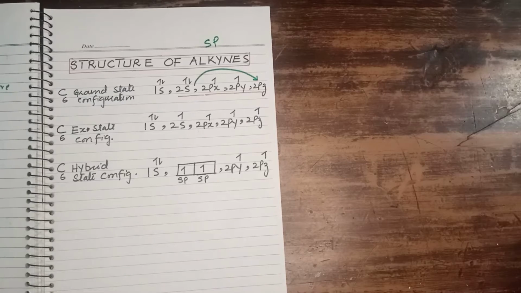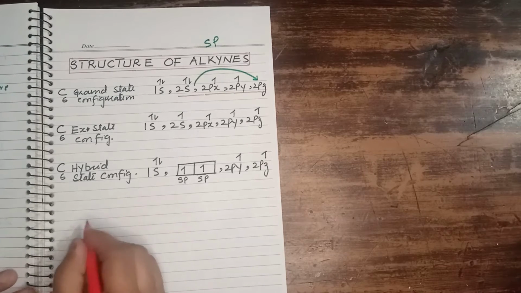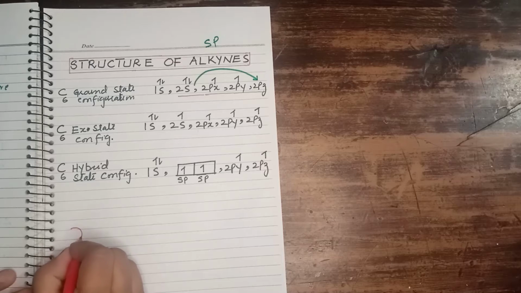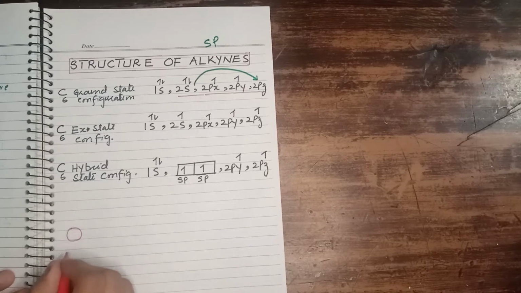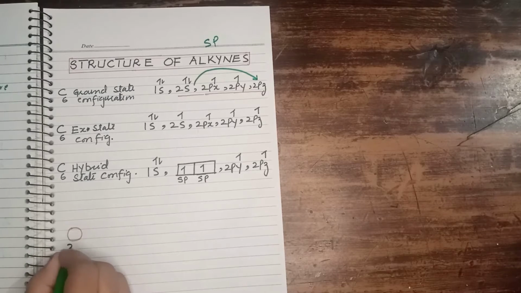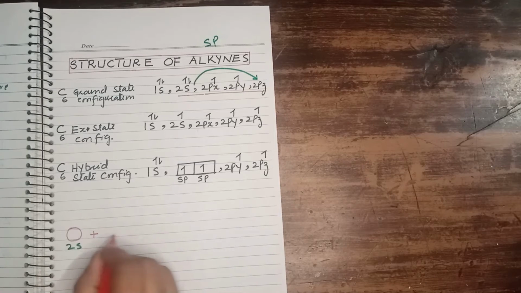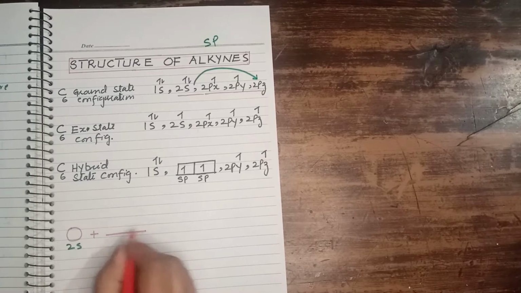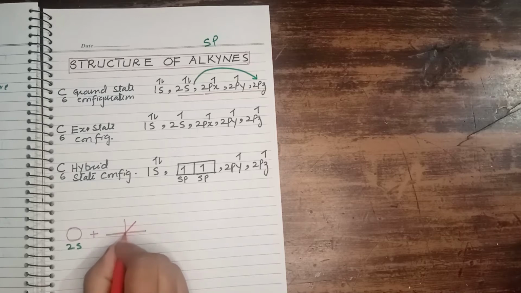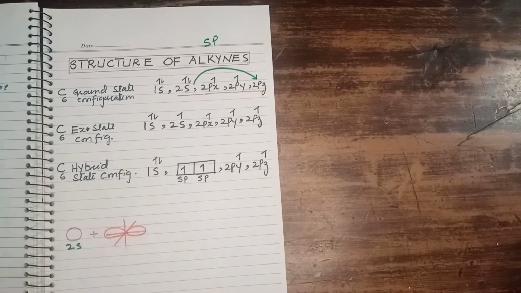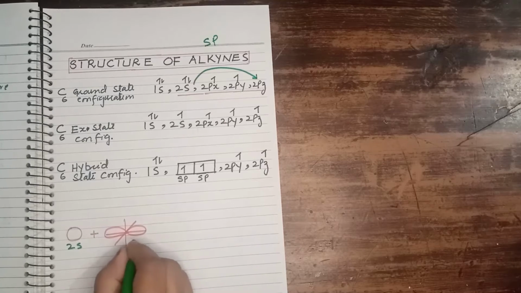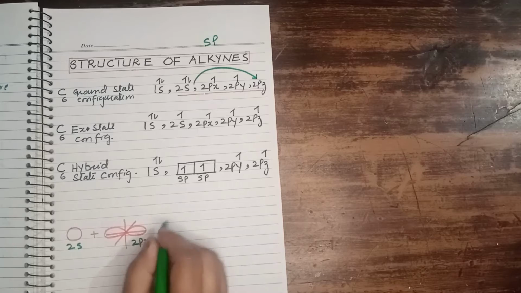We know the shape of the s orbital. The s orbital is spherical in shape, right? Like this. This is the 2s orbital of carbon. Now the 2s orbital of carbon will intermix with the 2px orbital. This is the 2px orbital of carbon, right?